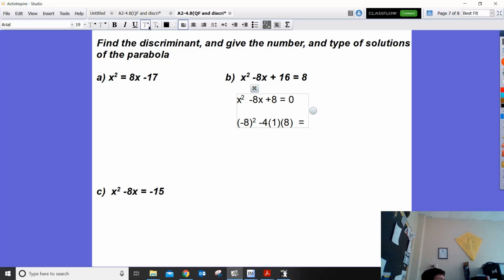64 minus 32 is right. It is. Which is 32, which is greater than 0. So what do you know? How many solutions does it have? 2 real. It crosses the x-axis. How many times? Twice.